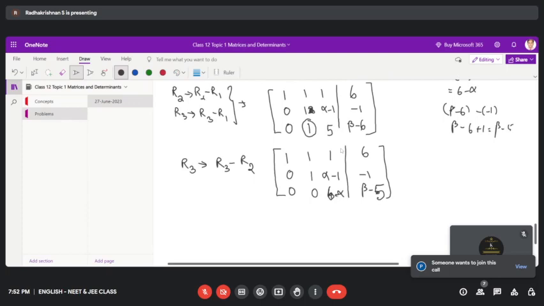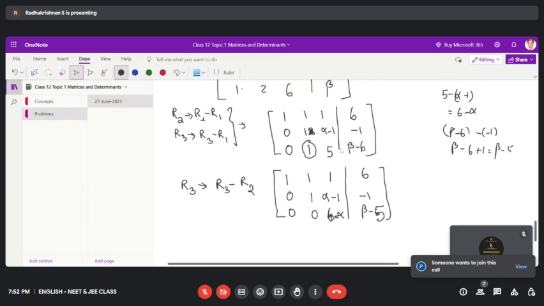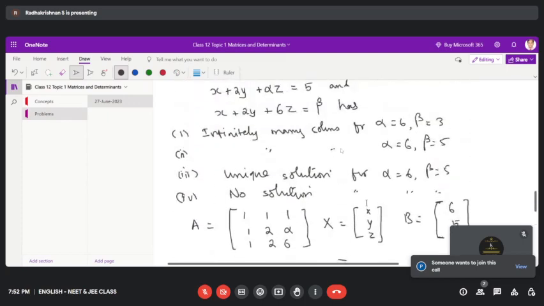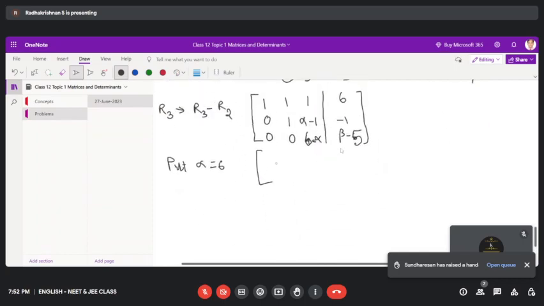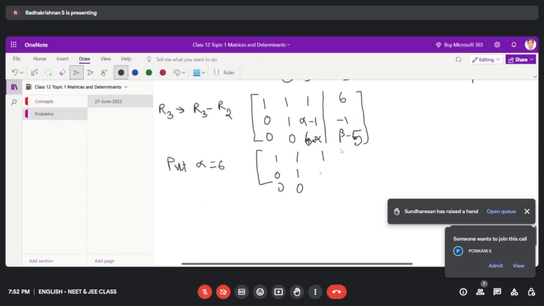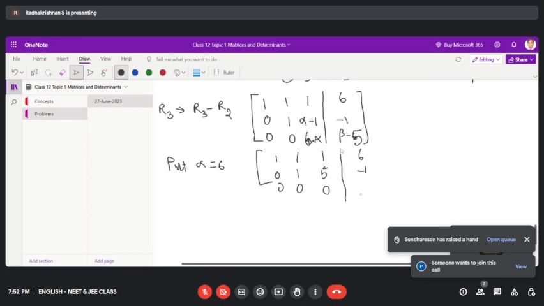So now you can see, what are the values given? The first one is alpha equal to 6 and beta equal to 3. So put alpha equal to 6, what do you get? 6 minus 6 is 0, sir. 6 minus 1 is 5 here. And then beta? Minus 5, sir. We have to put alpha equal to 6 and beta equal to 3, both. So 3 minus 5 is minus 2.